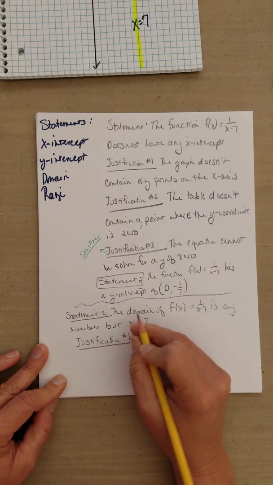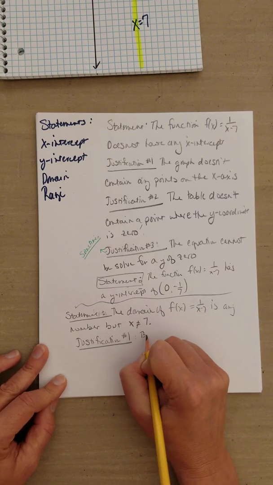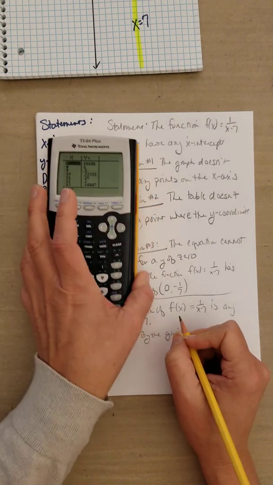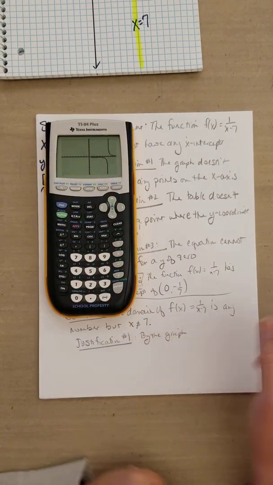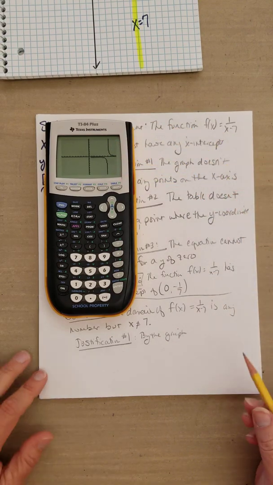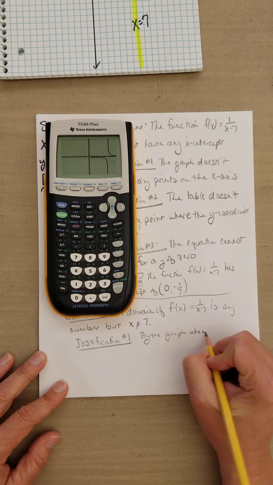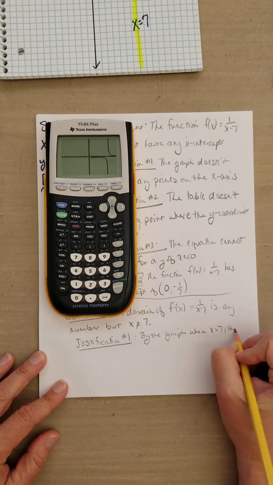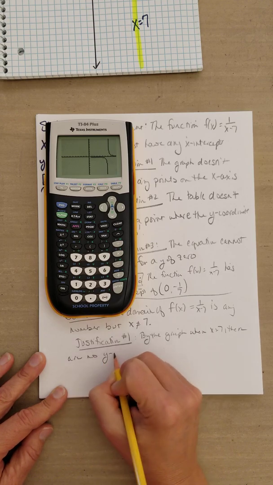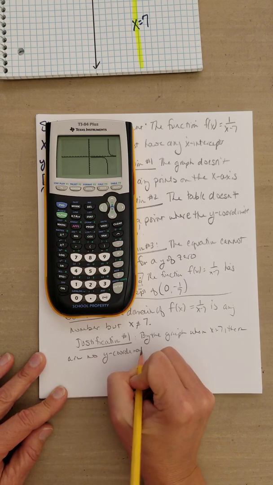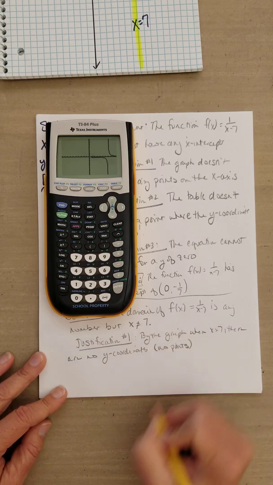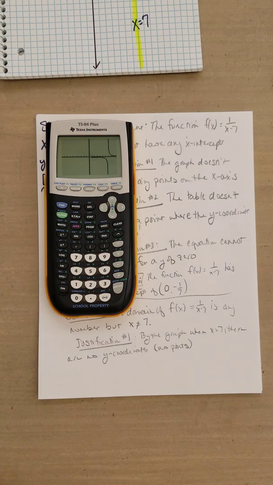All right, justification number 1. Okay, and the first one we're going to say is by the graph. So if I look at the graph, does it make sense that when x is 7, there are no points? So by the graph, when x equals 7, there are no y coordinates. And I'm going to put in parentheses, there's no points. All right, so there we go.